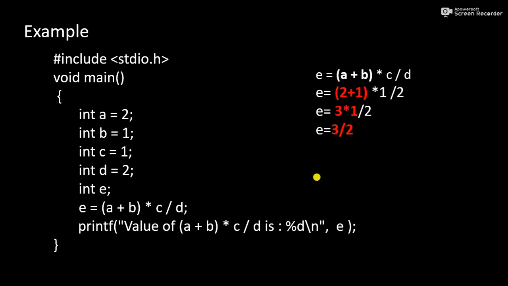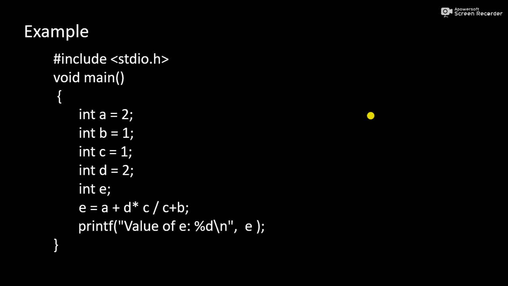So the 3 into 1 became 3, and now we have 2 here. So that is 3 divided by 2. So finally we have only one operator, so we can simply perform the division operation, and the value of E became 1. So this is how operator precedence and associativity work.